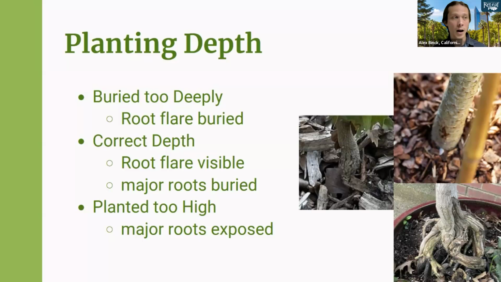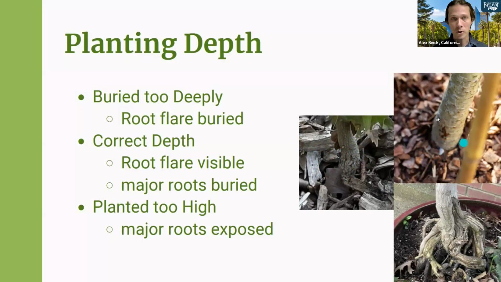You can record, we have the buried too deeply option in the dropdown, and that basically means the root flare of the tree is buried. The root flare, for those who don't know, is basically the very bottom of the trunk here. It widens out, and you can see that there's this little change in bark texture as well. So this is a tree that's been correctly planted, since we can see that root flare there.